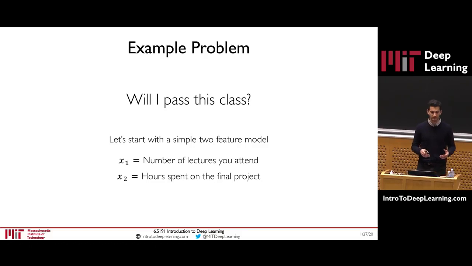Here's a problem that I believe any AI system should be able to solve for all of you, and probably one that you care a lot about. Will I pass this class? To do this, let's start with a very simple two-input model. One feature or one input we're going to define is how many lectures you attend during this class. And the second one is the number of hours that you spend on your final project. I should say that the minimum number of hours you can spend on your final project is 50 hours. No, I'm just joking.